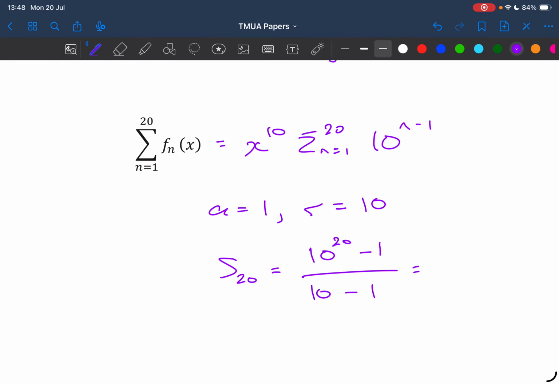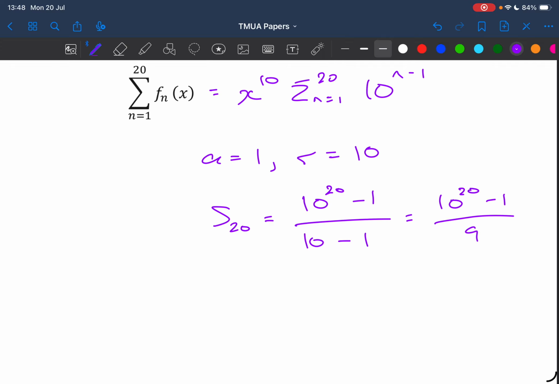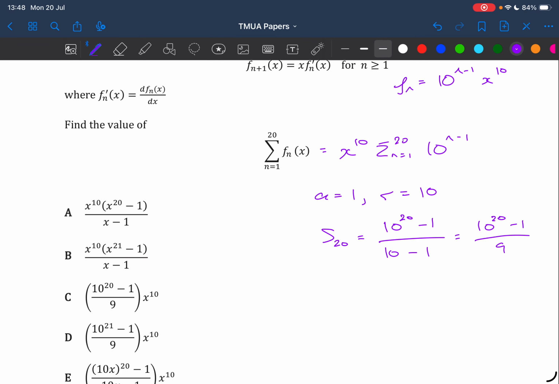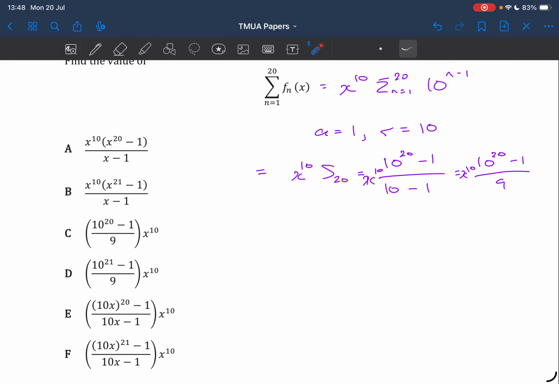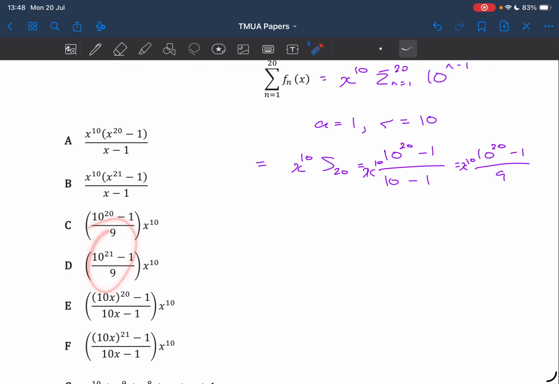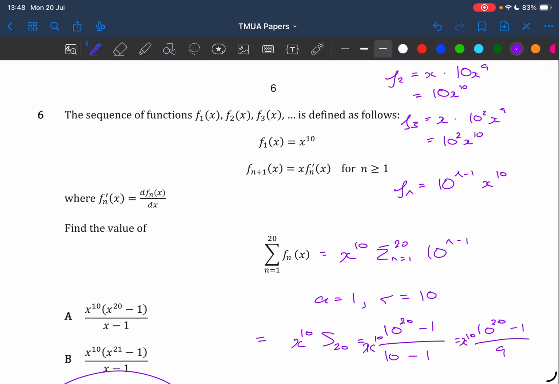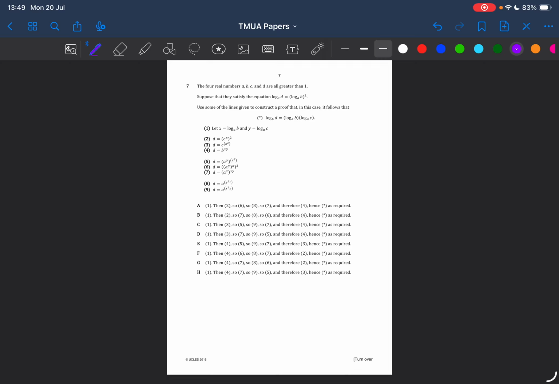So looking at that, what does that give us? Well, top doesn't really do much, does it? 10 to the 20 minus 1, all over 9. And we still need to times that by the x to the power 10. So really, the actual answer is x to the power 10 times that thing. So do we have a 10 to the 20 minus 1 over 9? Let's look at the over 9s. I've got 2 of them. One of them, 10 to the 20 minus 1. So C for question number 6 is correct. Lovely. Looks good. Let's keep going.